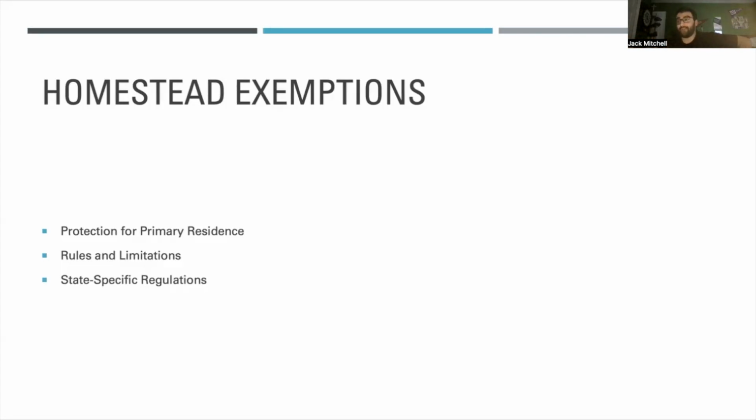So, for example, some states have a dollar limit on the exemption, like we talked about earlier, while others may have a limit on the amount of accreditation that can be exempt. In addition, some states require the individual to reside in the home for a certain period of time before the exemption can be claimed. And then finally, state-specific regulation. Homestead exemptions are governed by law and regulation, and requirements vary by state.